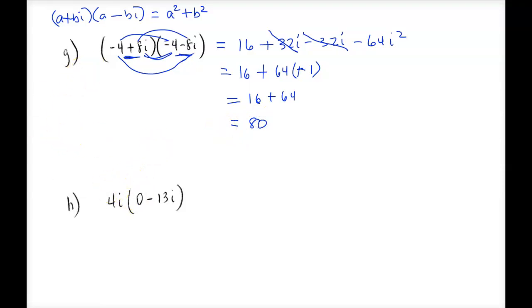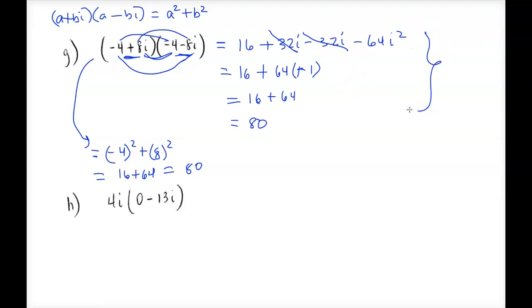Now, if we were to take the shortcut, we would see here that a would be -4, so we just take that and square it, plus b, which we're going to say is 8, and we square that. And we see we still end up with 80. So whenever you recognize you have a complex number and you're multiplying it times its conjugate, you don't have to do all this business here. You can just remember that you identify a and b, and it's just going to be a squared plus b squared.